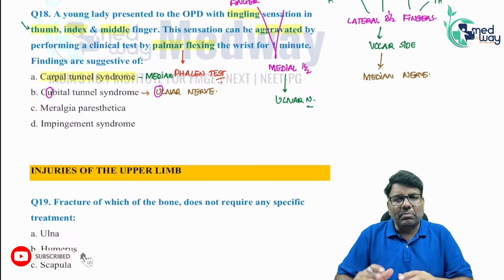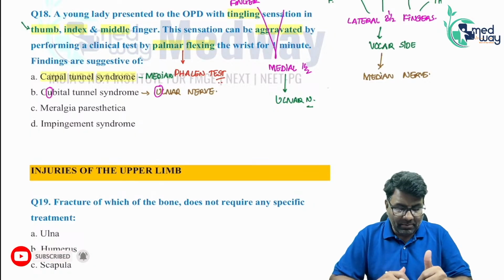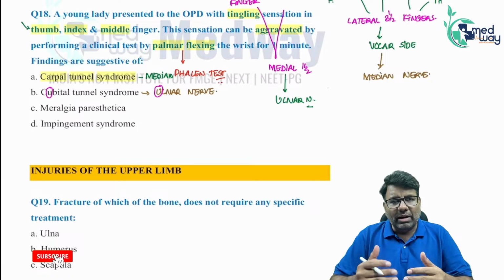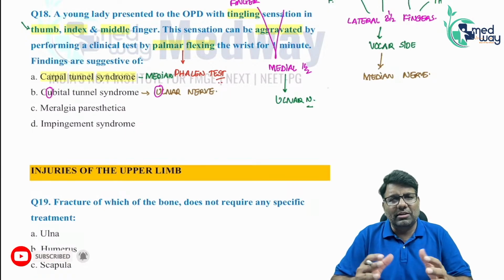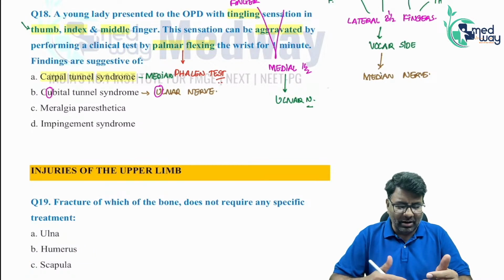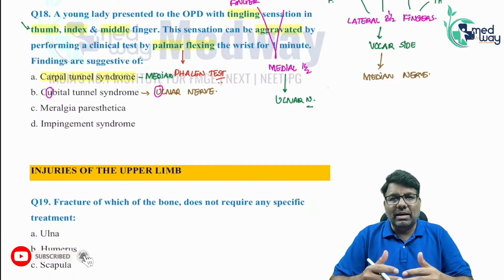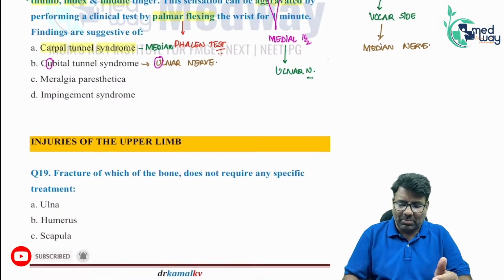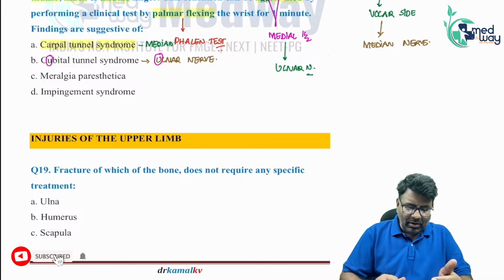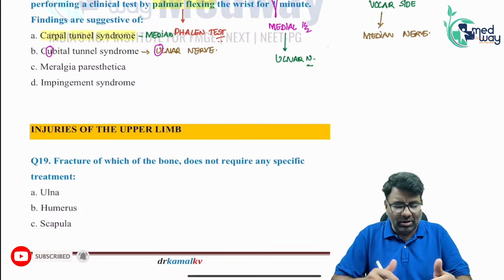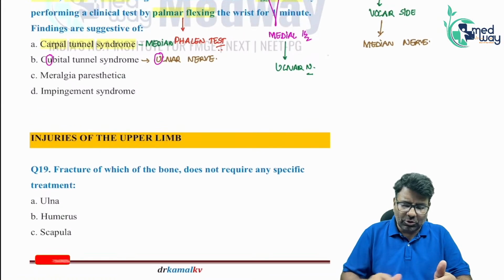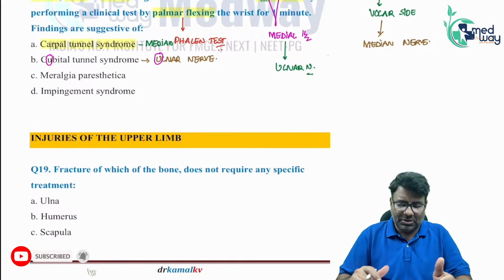So carpal tunnel syndrome is compression neuropathy of the median nerve at the wrist, and if you know the anatomy of the carpal tunnel, it's actually an osteoaponeurotic tunnel. Lower side there are carpal bones. On the top there is a flexor retinaculum, and through this tunnel there is passage of the median nerve, and therefore it is highly at risk of being compressed here. The condition is carpal tunnel. Meralgia paresthetica is lateral cutaneous nerve of thigh compression in the inguinal region, and impingement syndrome is not a compression neuropathy entity at all. So this is classical for carpal tunnel.